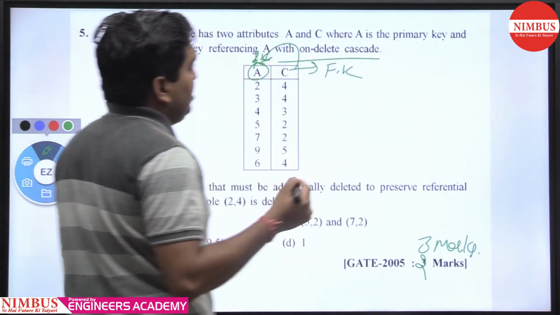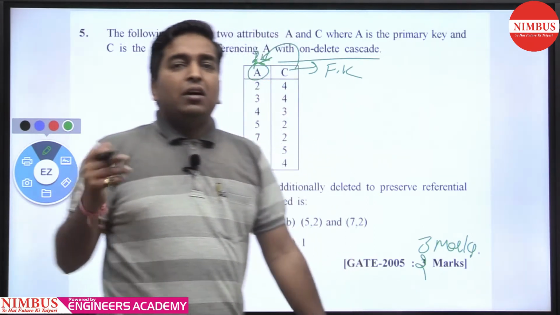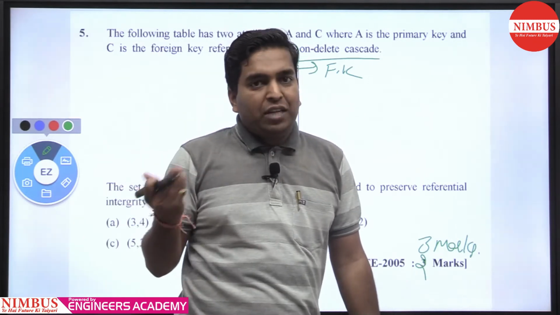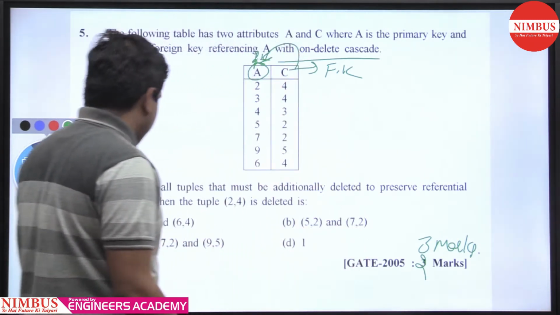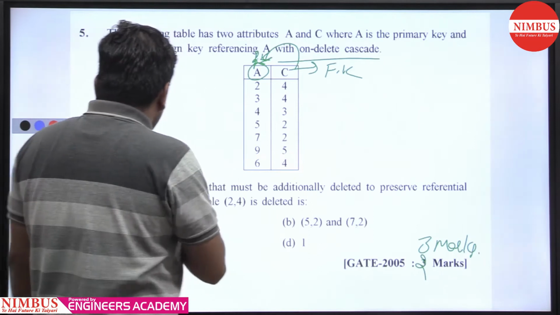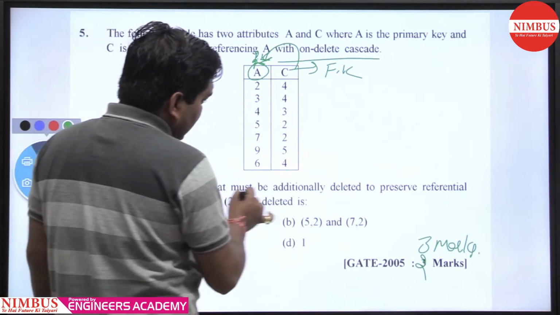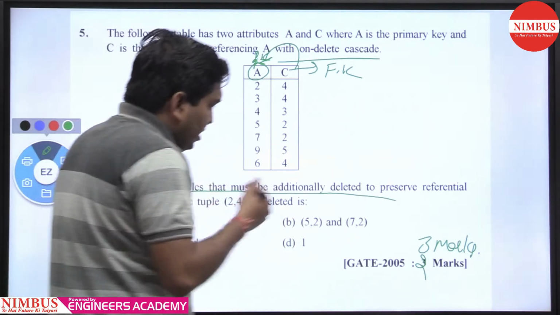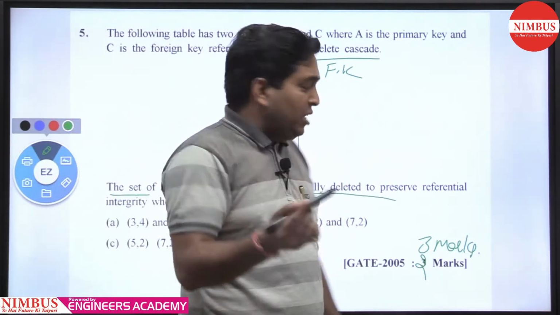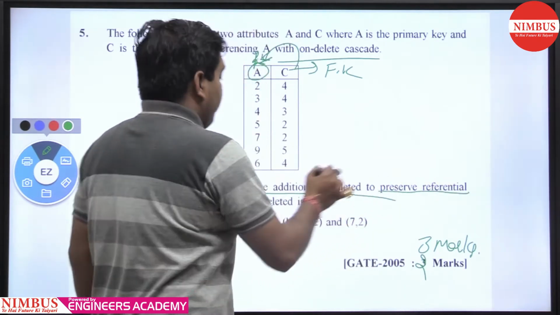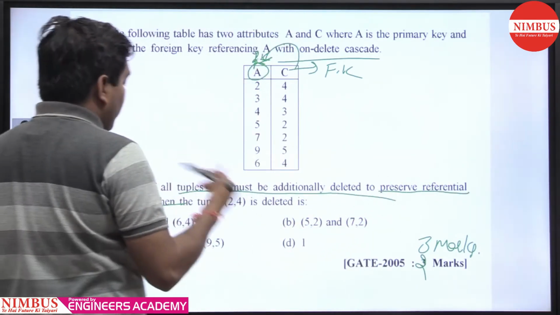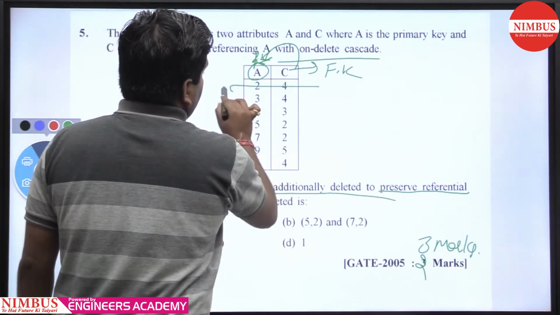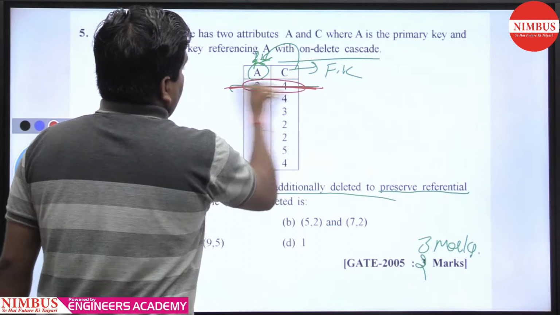On delete cascade means there are three types of case if you violate the referential integrity condition: on delete set null, on delete no action, on delete cascade. What will happen in on delete cascade? I will explain here. The set of all tuples that must be additionally deleted. He is asking what is the set of all tuples that must be additionally deleted to preserve referential integrity. Here, to maintain the referential integrity, the tuple 2, 4 is deleted. Getting my point? This tuple is deleted.